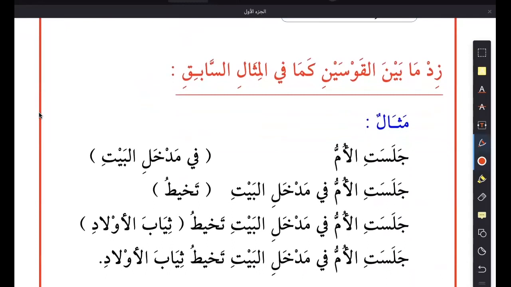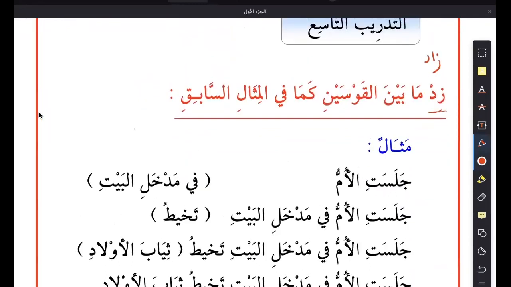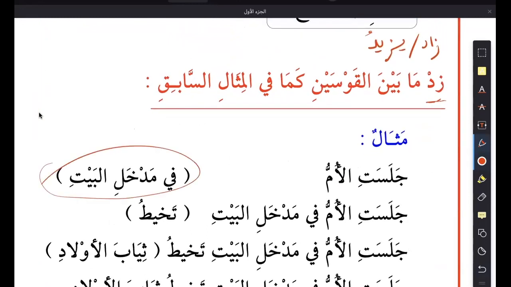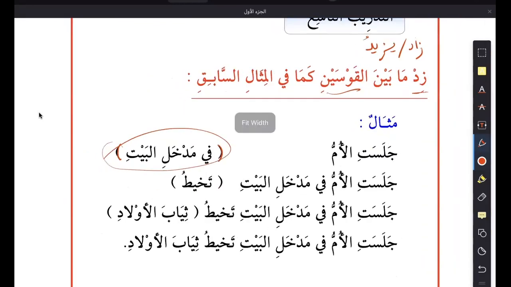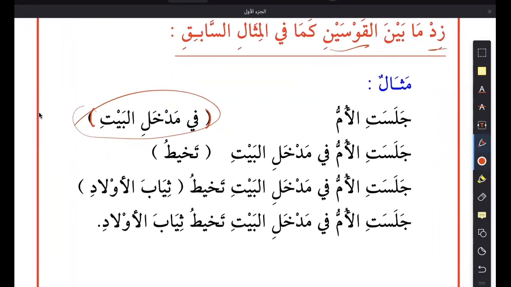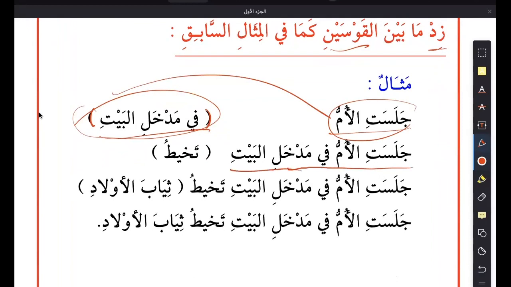زد means to add. زاد يزيد, it means to add and increase. So increase or add ما بين القوسين, what is between the قوسين. قوسين is these two brackets. What's between the قوسين كما في المثال السابق, as in the previous example. So basically what they want you to do is, you have جلست الأم, you start off like that, and then you have in the parenthesis في مدخل البيت. So what do you do? You add this one to the sentence. So you say جلست الأم في مدخل البيت.